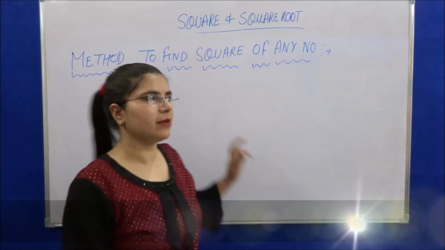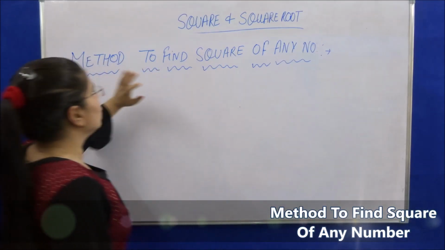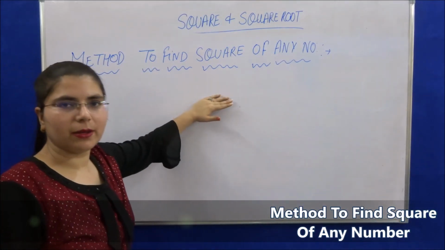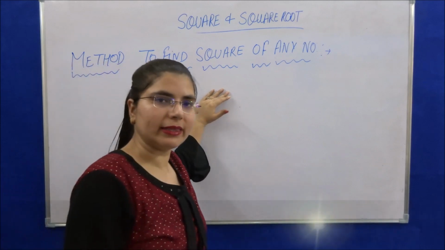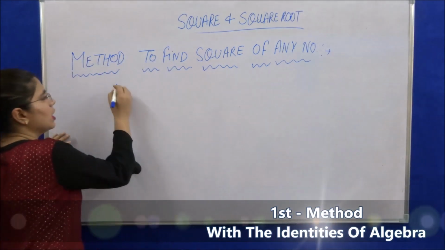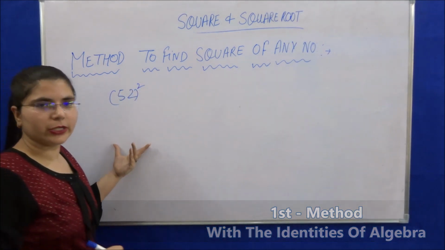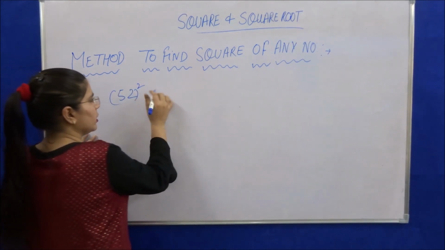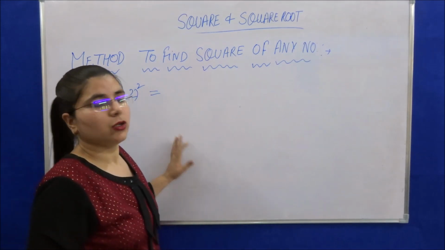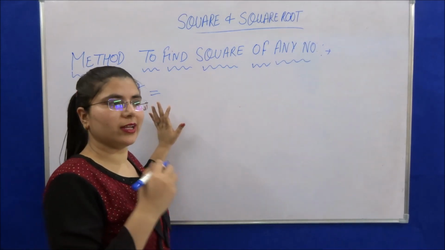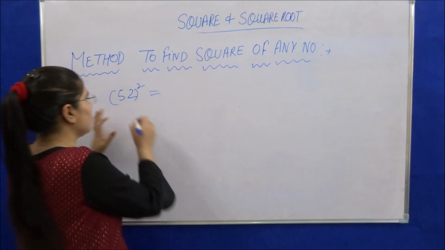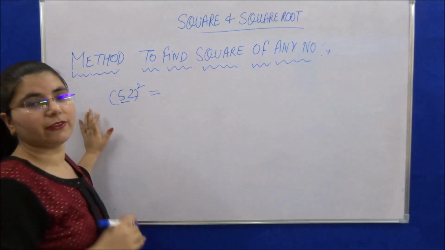Now we will find some methods. So to find the square of any number, we will use some methods. Our first number: if we want to find the square of 52, so 52 square, it is very difficult to find the square of any two-digit number, especially if the number is large.